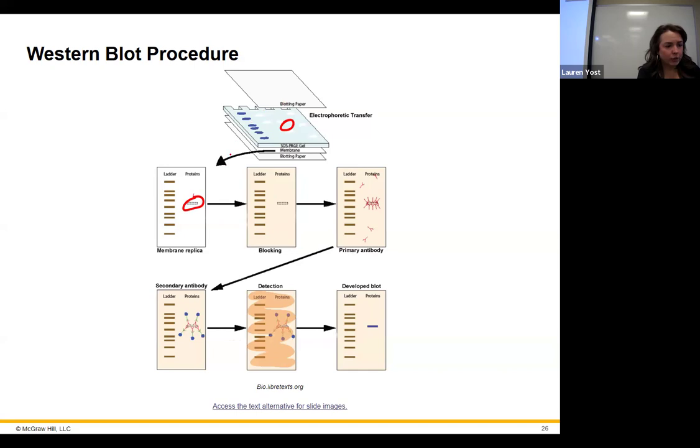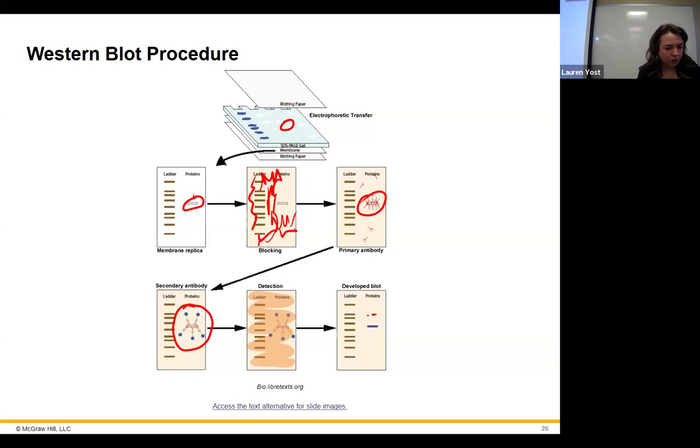So we're gonna transfer onto the paper. This is your bar of interest. We're gonna block everything that's on here so that random things can't just bind with the background or whatever, and introduce our antibodies. If it binds on there, we can also have that cleaving of color if we want to, and expose it to whatever the enzyme is. It's going to cause a color change.